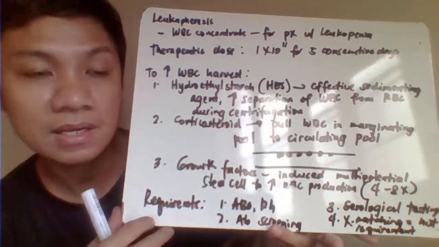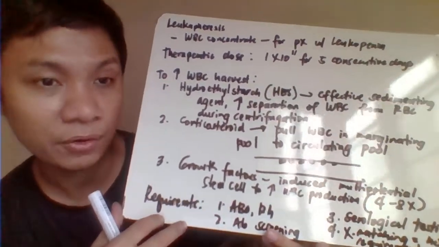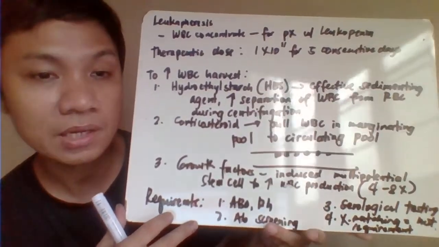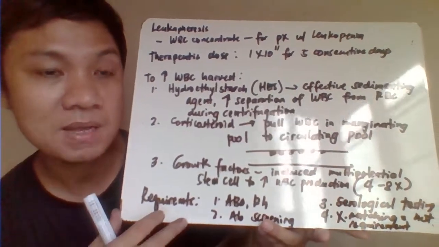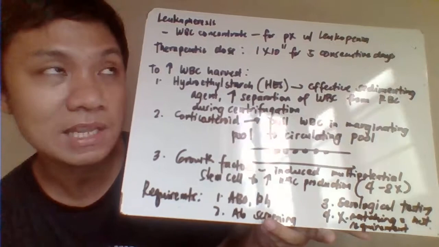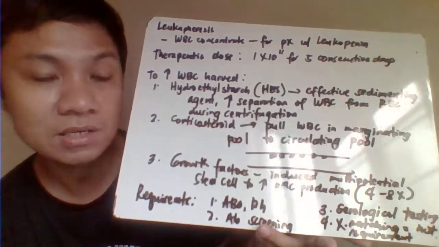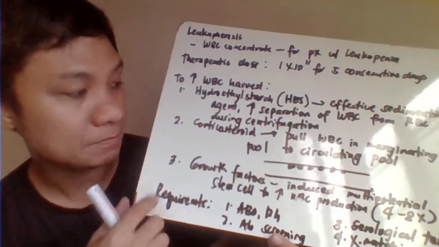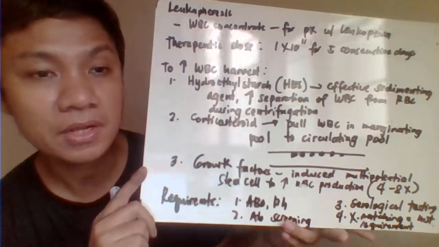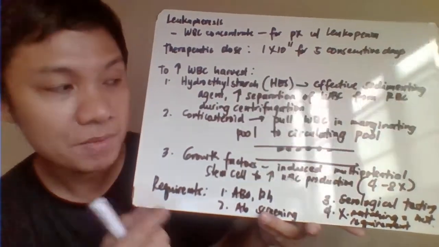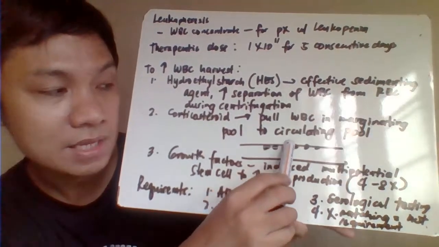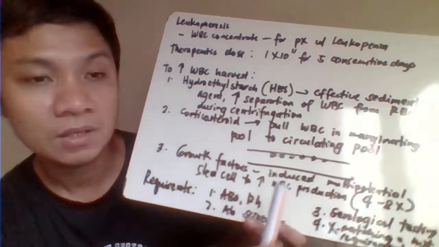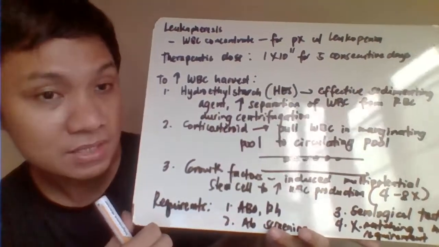How are you going to induce here an increase in the WBC production with your donor? Number one, you can give hydroxyethyl starch. Hydroxyethyl starch here tend to increase your WBC harvest because this one is an effective na sedimenting agent that try to increase the separation of your RBC from your WBC, and therefore allowing madami ka ma-recover na WBC. Another one, corticosteroid. Corticosteroid try to induce your WBC na marginating pool. Kasi naka-marginate, nakastick dito sa gilid ng blood vessels natin para pumunta sila dito sa circulation natin and eventually increasing the WBC count of the patient.